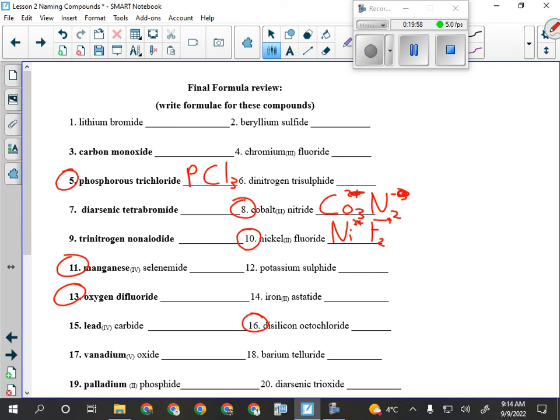Ionic, okay. Manganese is a metal, so Mn. The Roman numeral tells me it's the manganese that's 4+, and it's with selenium, which is a 2-. So now, when we've got this one, we're going to drop and swap. The 2 is going to go here, the 4 is going to go here, and I'm going to have 2, 4. What do I need to do with those numbers? Reduce. So down to 1 and 2. So MnSe2.